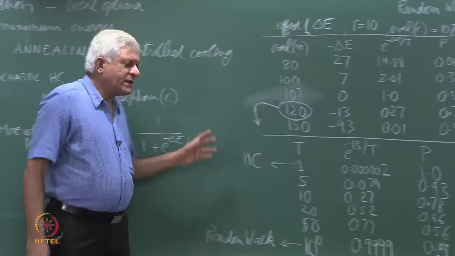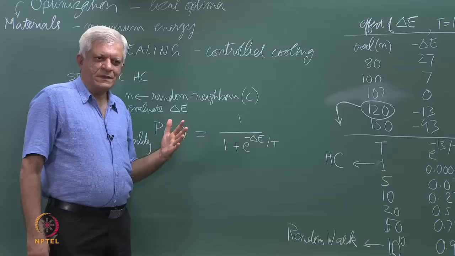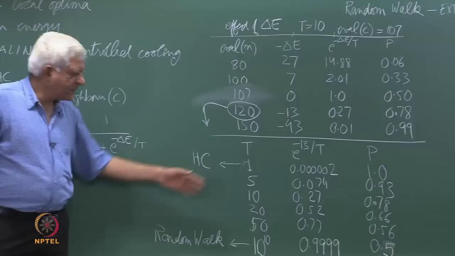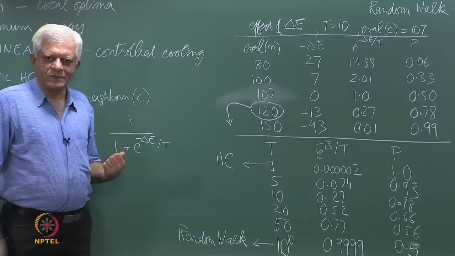So we can control the behavior of our probability function by controlling temperature. If you want it to be more random, we will keep high temperature. As you approach 0.5, it is approaching a random walk, it is more random essentially. Irrespective of what value of delta E, it will be 0.5 essentially. So it will randomly make a move.